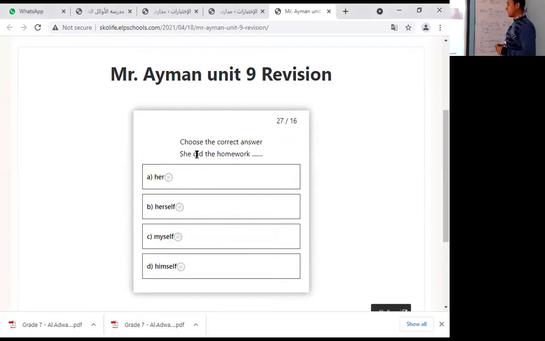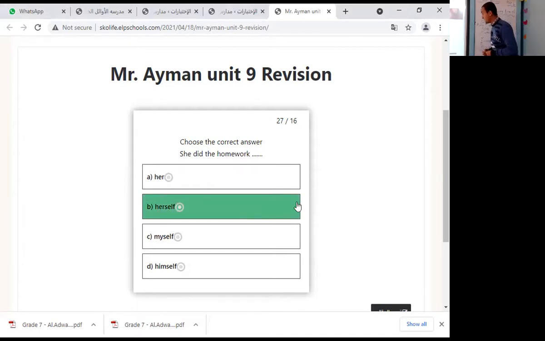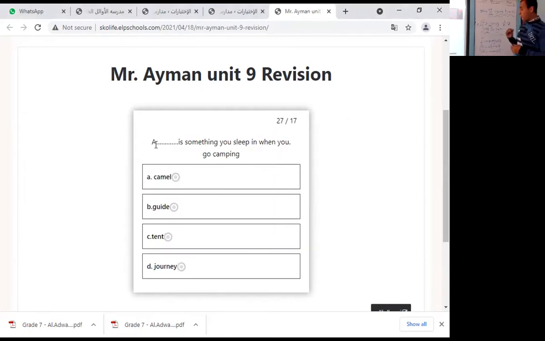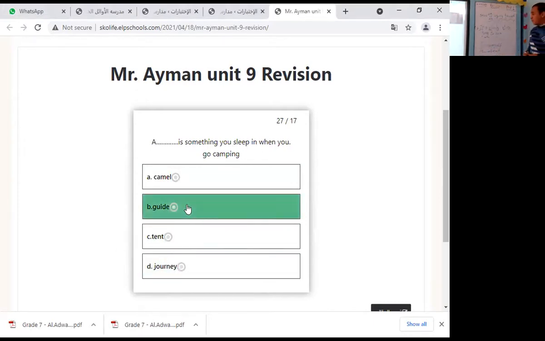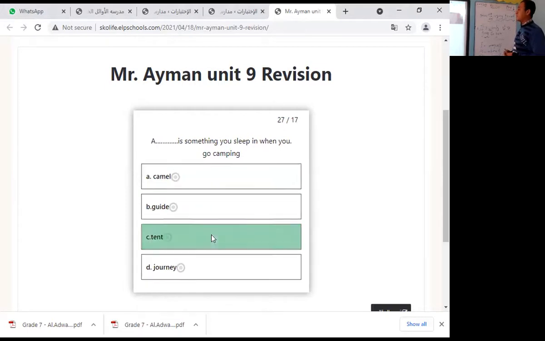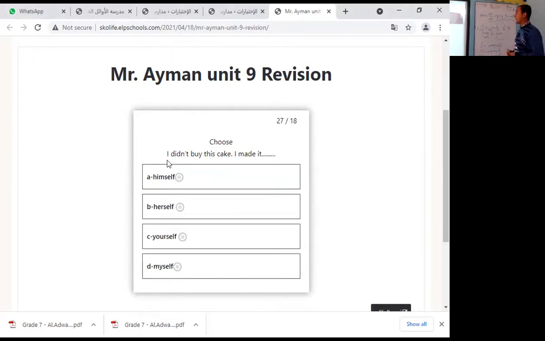Choose. She did the homework. She, subject, okay? She did the homework, her or herself, myself, himself. The answer is B. She did her homework herself. Number 17, a space is something you sleep in when you go camping. A camel or guide or tent or journey. It's B. No, sorry, C, tent. Something you sleep in when you go camping.